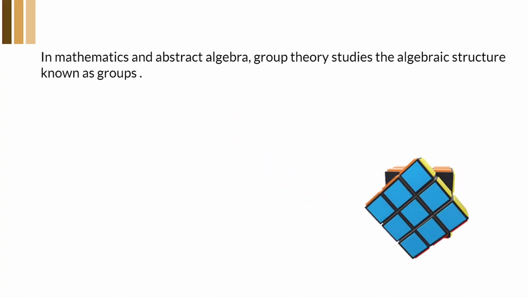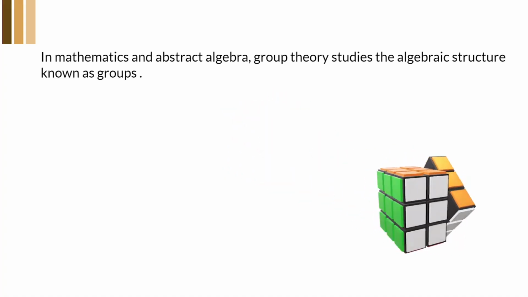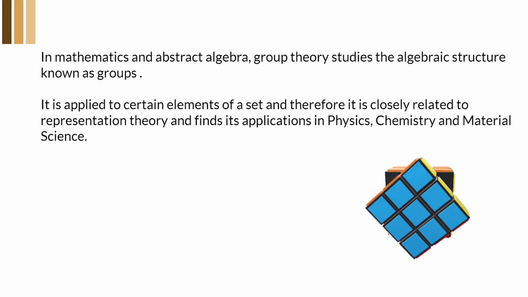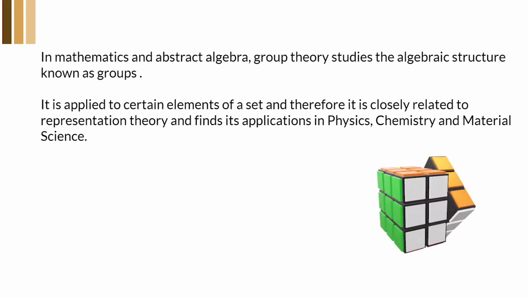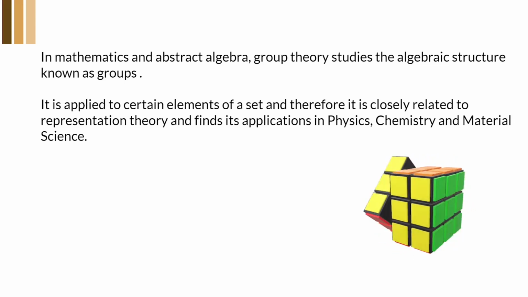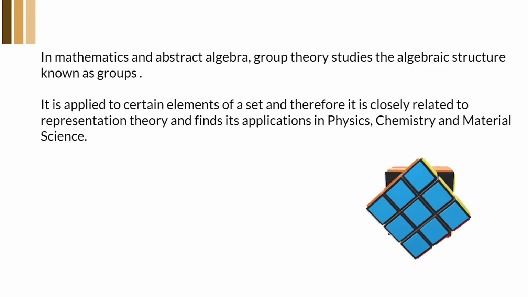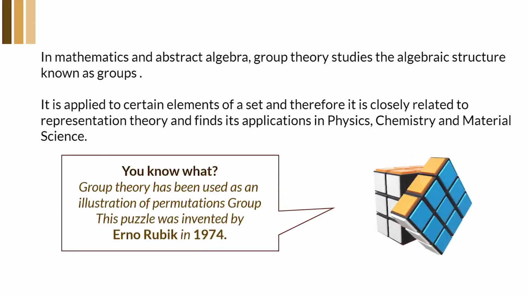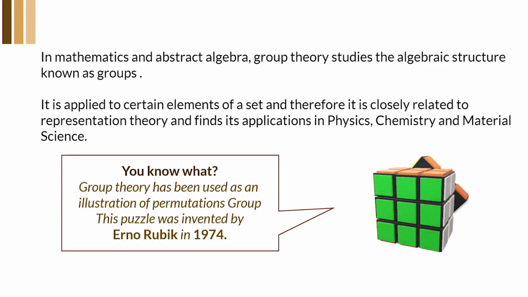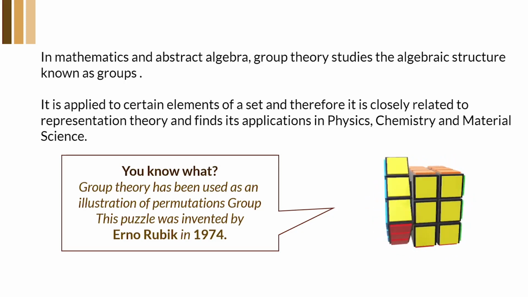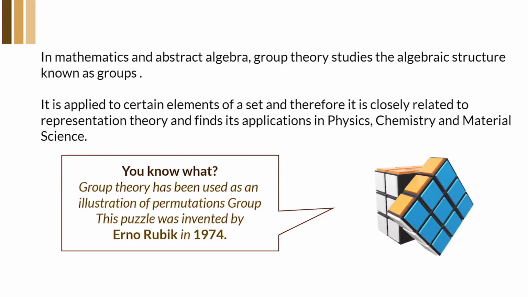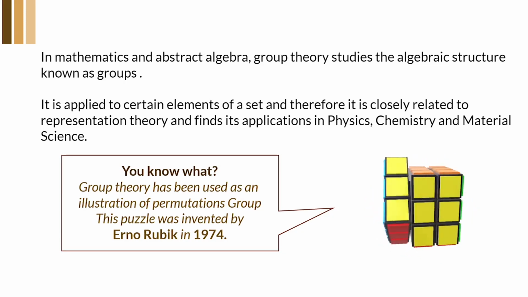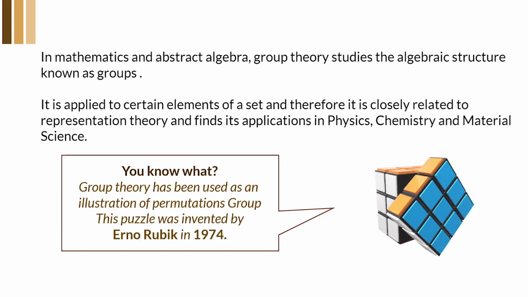In mathematics and abstract algebra, group theory studies the algebraic structures that are known as groups. It is applied to certain elements of a set and therefore it is closely related to representation theory and finds its applications in physics, chemistry and material science. You know what? The Rubik's cube, which was invented in 1974 by Erno Rubik, group theory has been used as an illustration of permutation groups. So that's the importance of group theory in general.